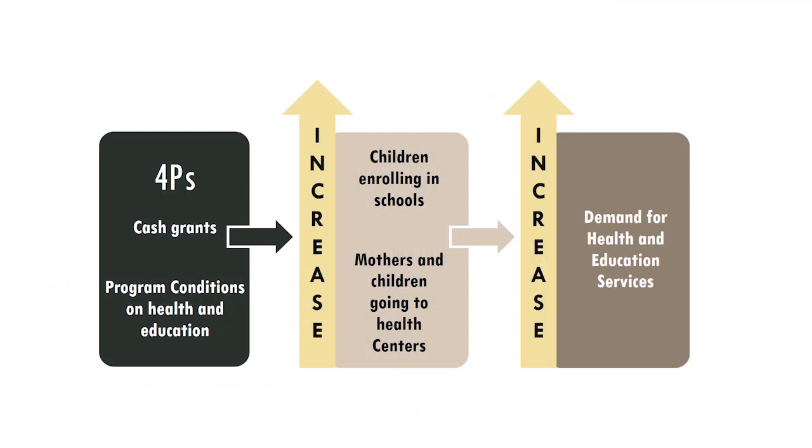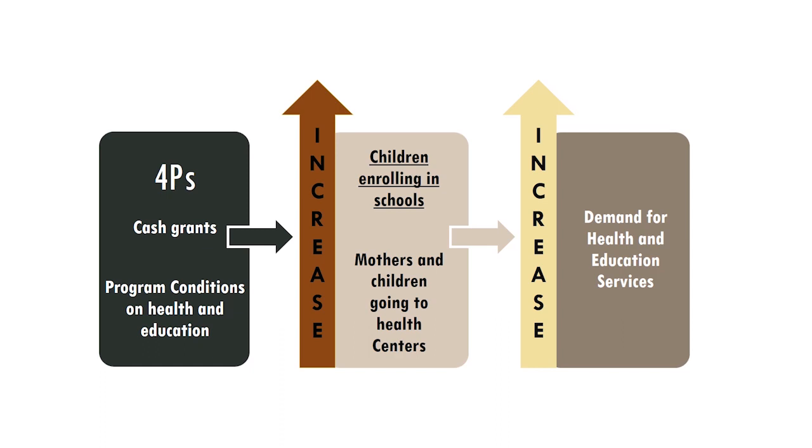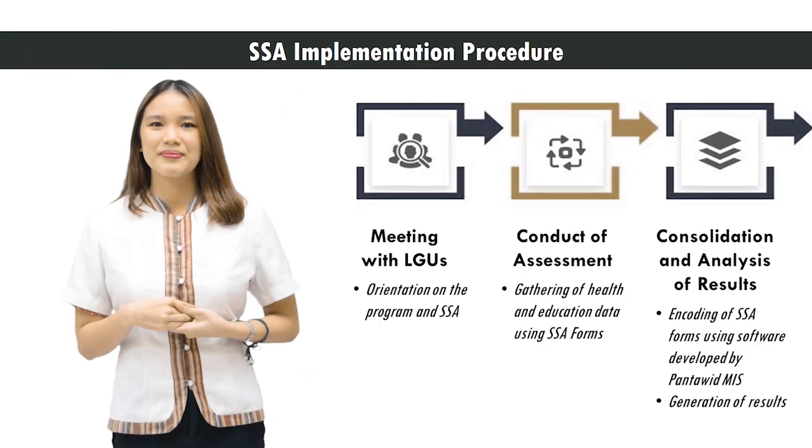So basically, in this slide, the illustration shows what we want to achieve: an increase in the number of children enrolled in school and an increase in the number of mothers and children going to the health center. This then comes with an increase in the demand of services, in which partnership takes place.